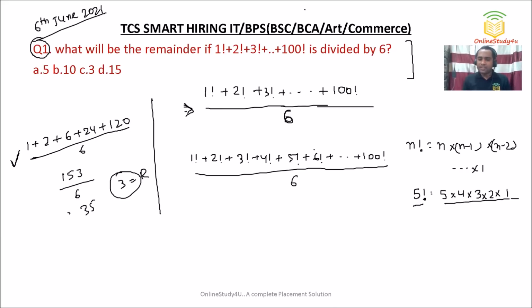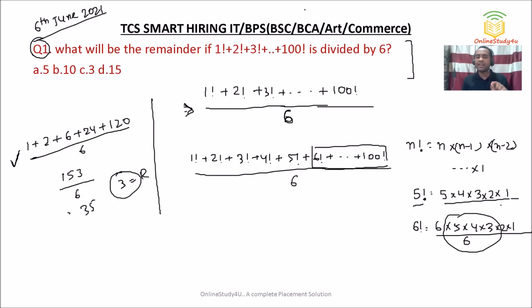Friends, more than 6 I do not need. We do not need to consider more than 6 factorial, because 6 factorial will be 6 into 5 into 4 into 3 into 2 into 1. So this will be divisible by 6, so we will be getting remainder as 0.